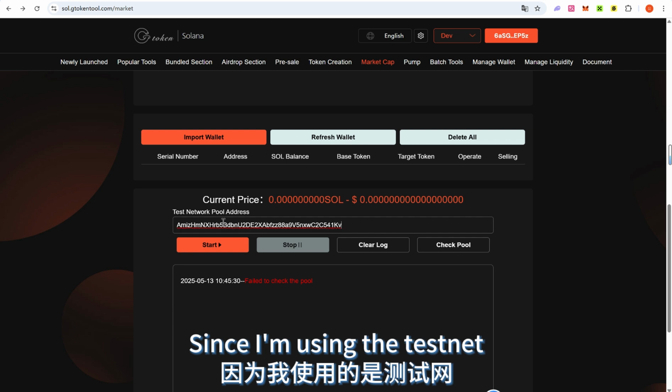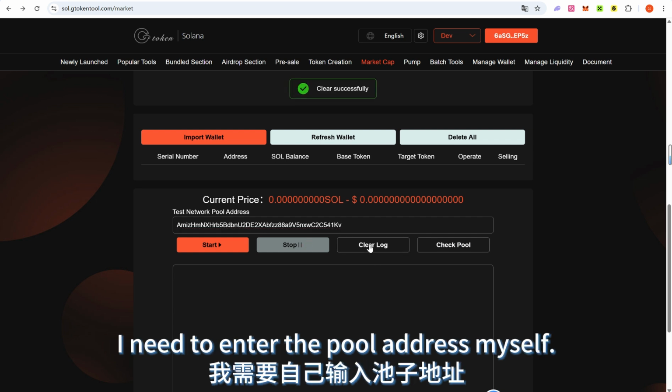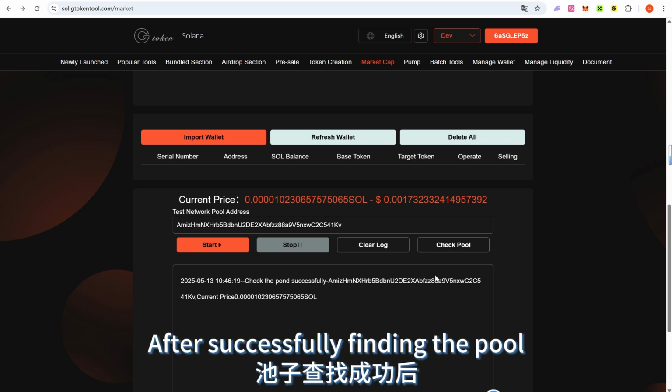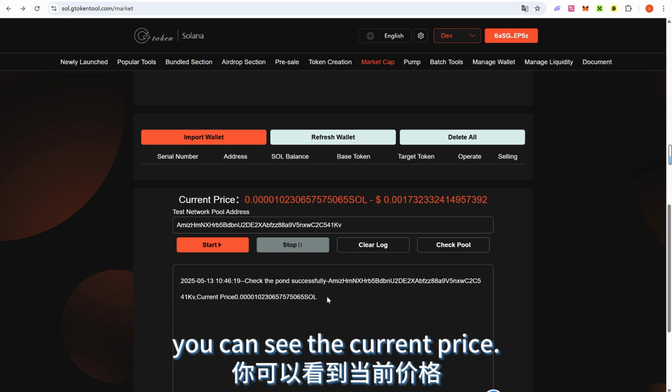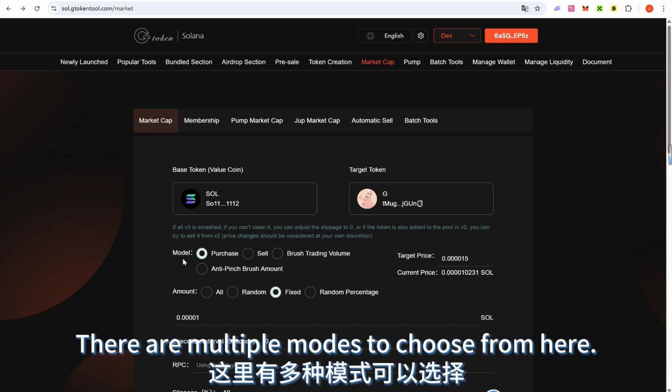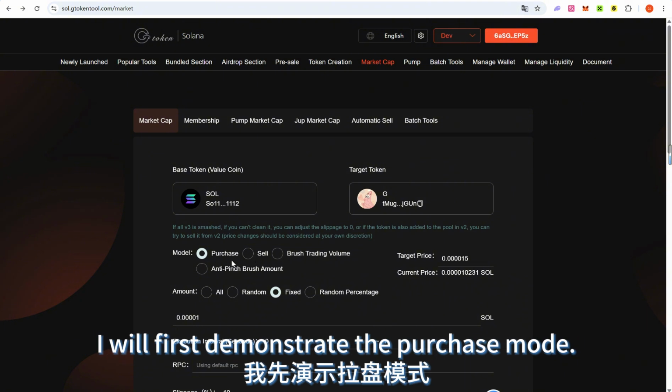Since I'm using the testnet, I need to enter the pool address myself. If you use the mainnet, there's no need for this. After successfully finding the pool, you can see the current price. Then we go back to the top. There are multiple modes to choose from here. I will first demonstrate the purchase mode.